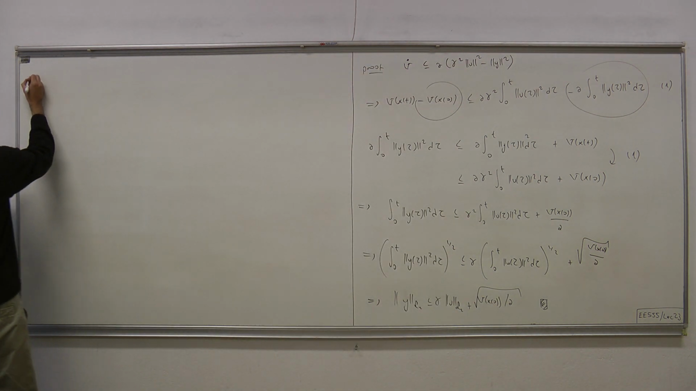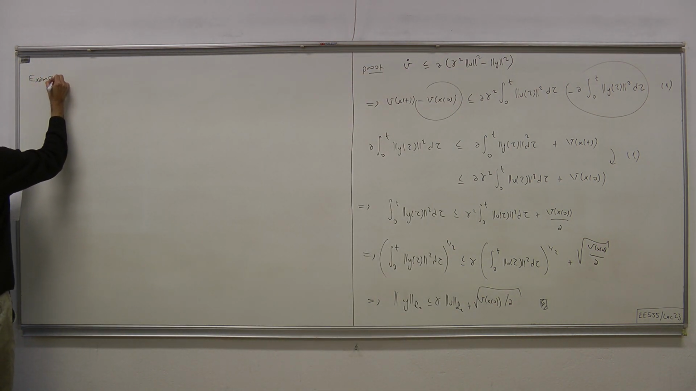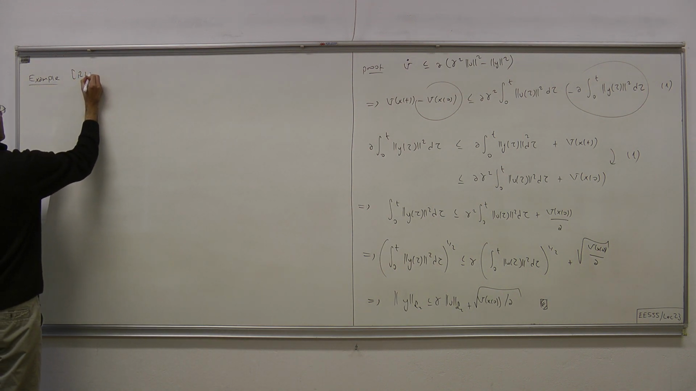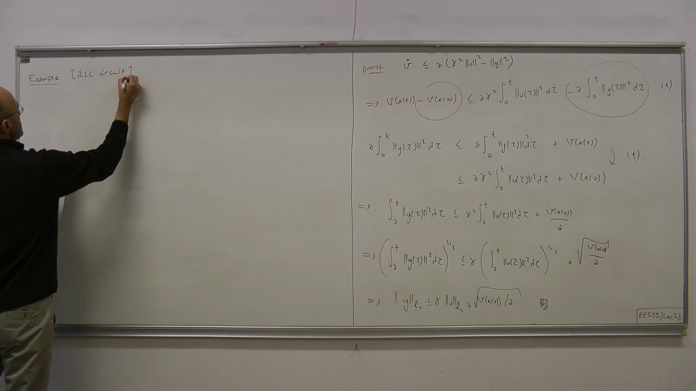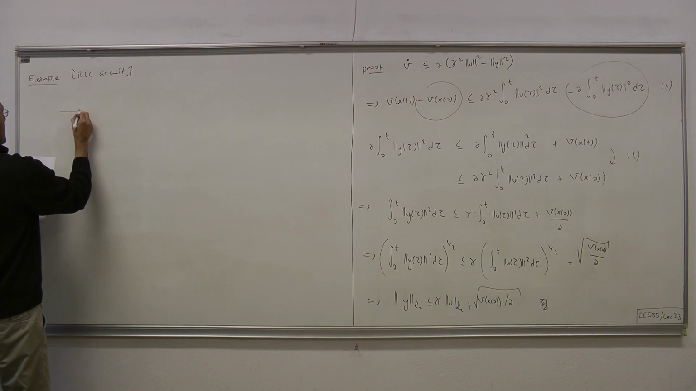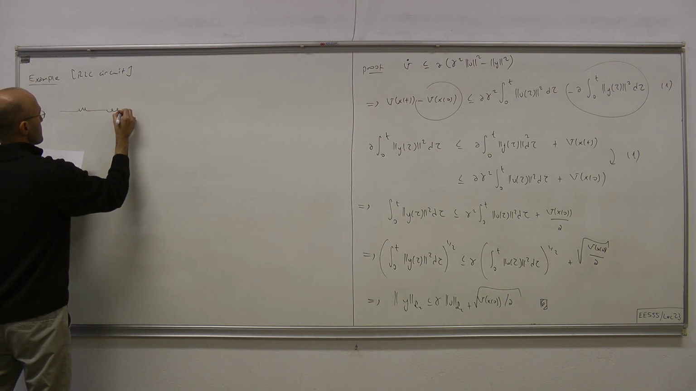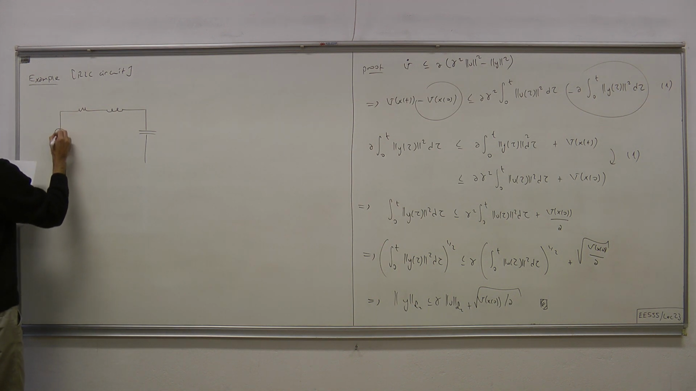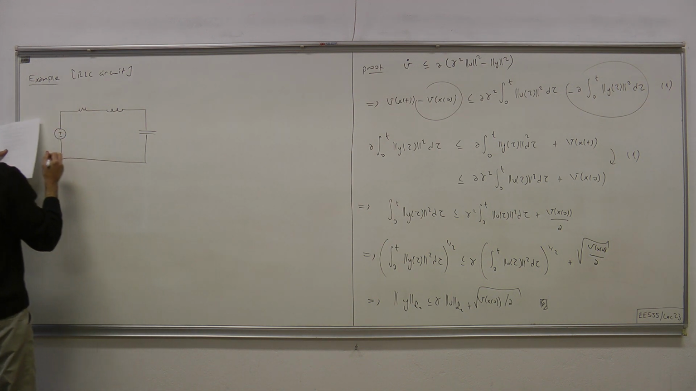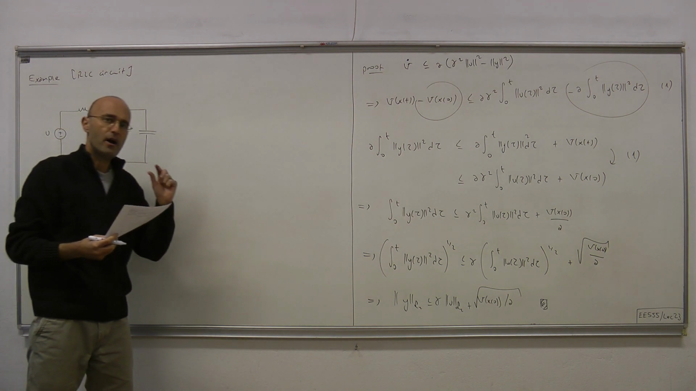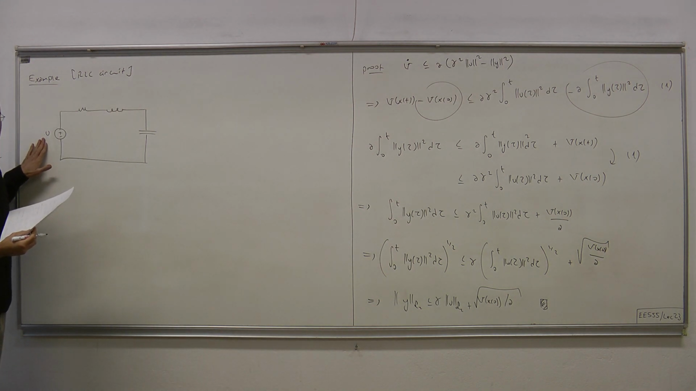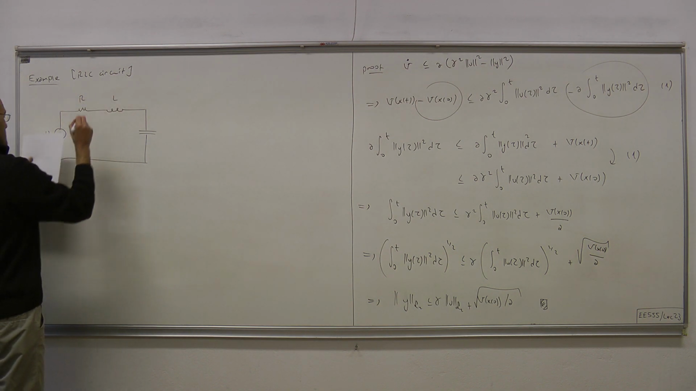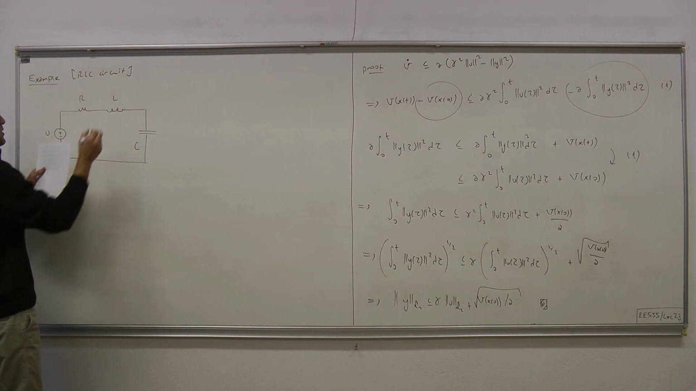So let's consider the standard series RLC circuit. This circuit is driven by this voltage source, and the voltage provided by the independent voltage source is what we're calling U. So that's our input to our system. Resistance, inductance, and this is the capacitance.